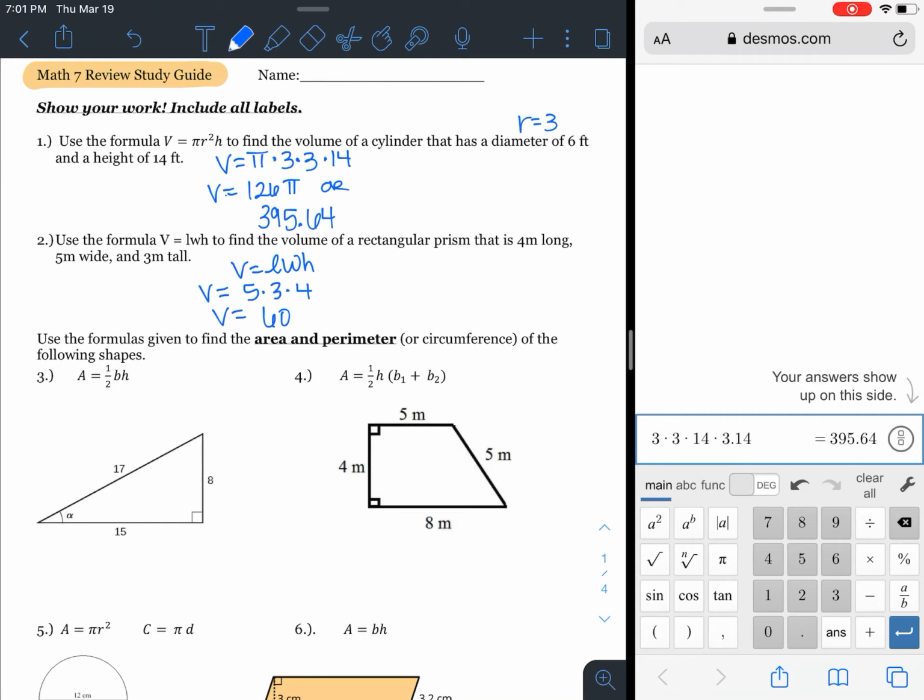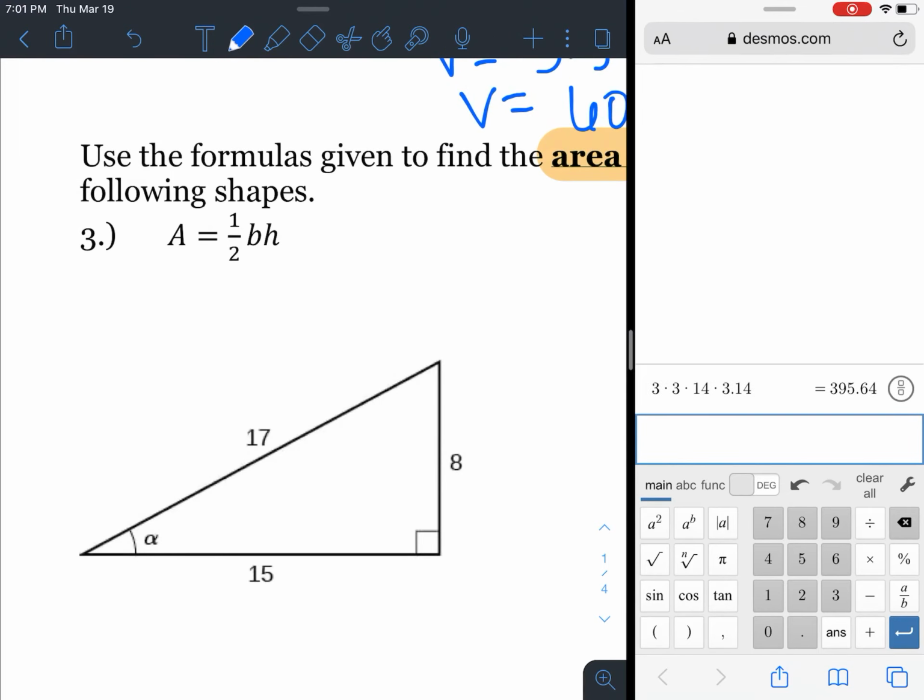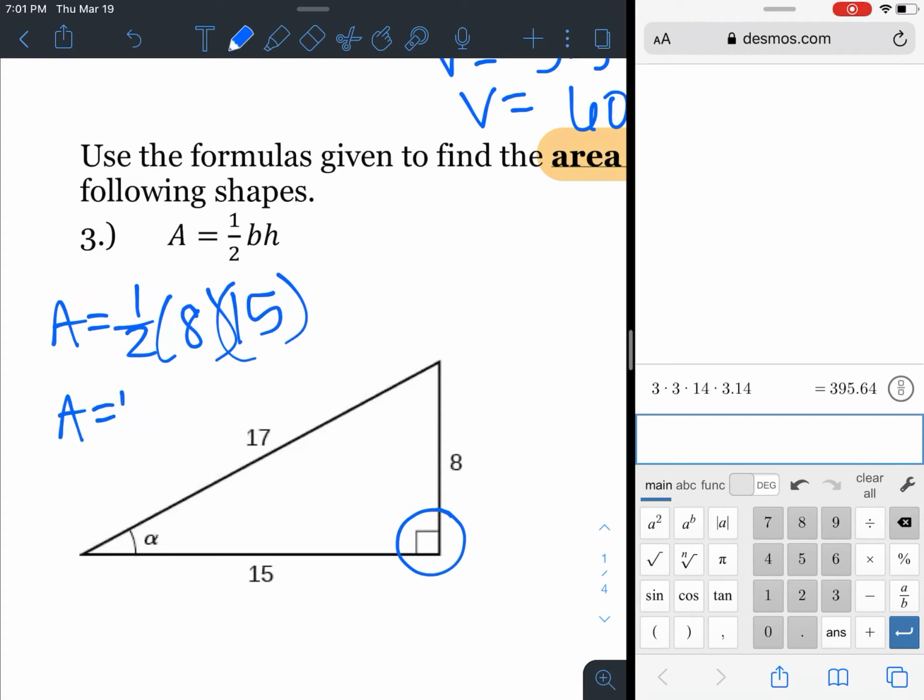3, 4, 5, and 6, you are finding the area and perimeter, unless it's a circle, then we call it circumference. So for number 1, the right angle tells us the base and the height. So area equals 1/2, 8, and 15. Half of 8 gives us 4, times 15 is 60. Perimeter then, add up all the sides. 17 plus 8 plus 15 gives us 40.